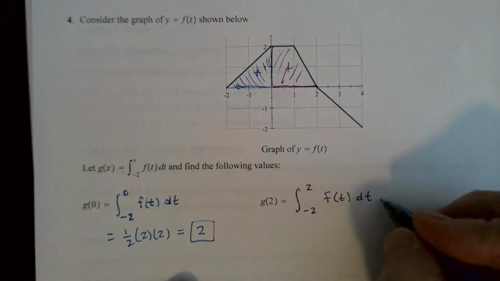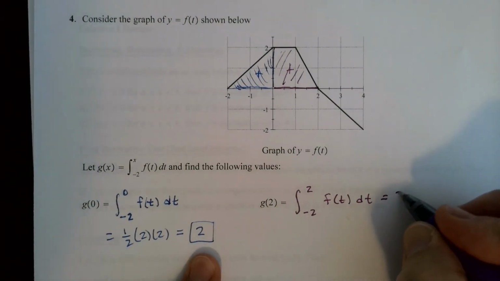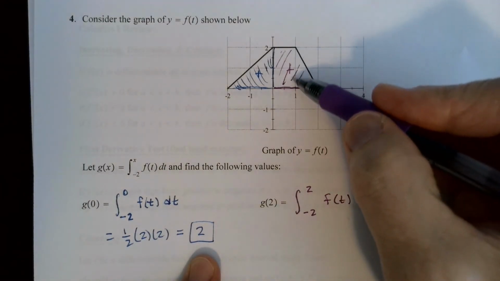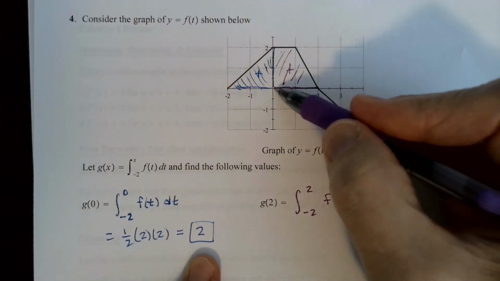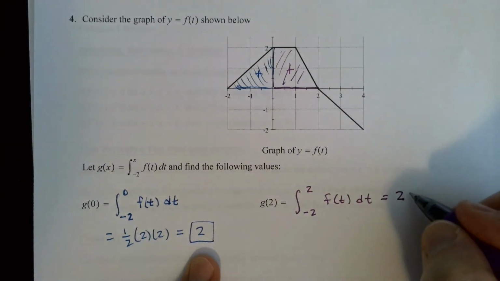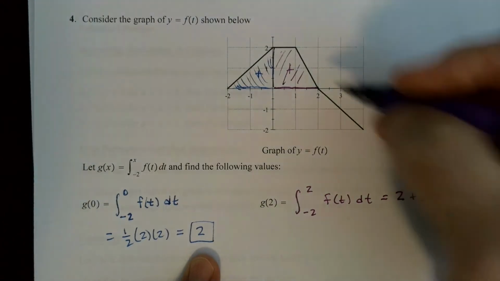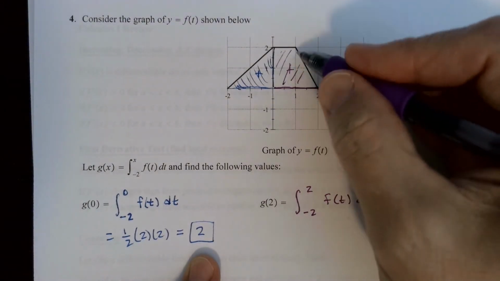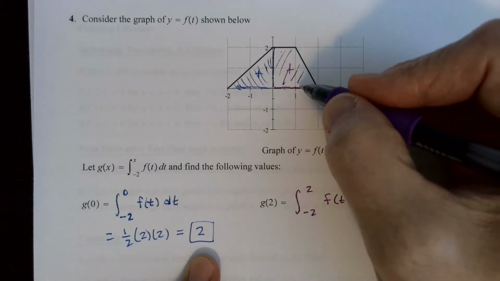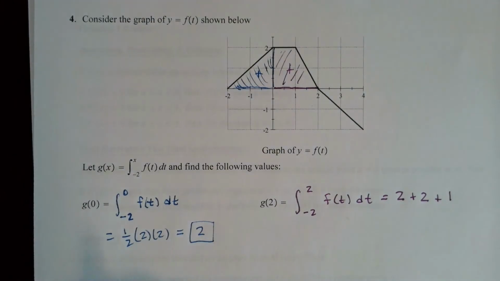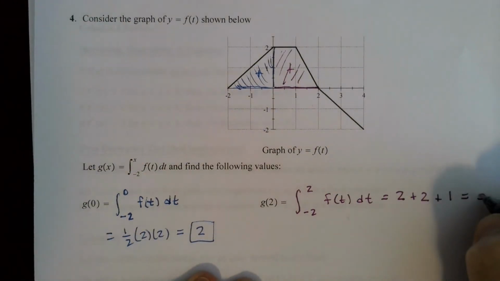So I know I've got the 2 from the blue area, plus I've got this purple area, which I'll break up into 2 parts. Here I have a rectangle, which is 1 wide by 2 high, 1 by 2, so 1 times 2. I'm going to add 2 units for that. And then area of this triangle, 1/2 base is 1, height is 2. 1/2, 1 times 2 is equal to 1. And so this is 5.